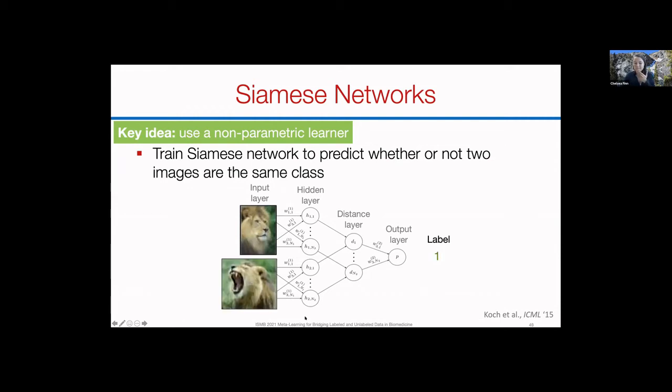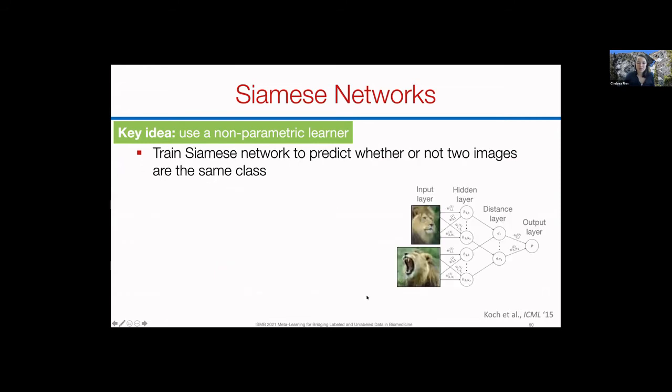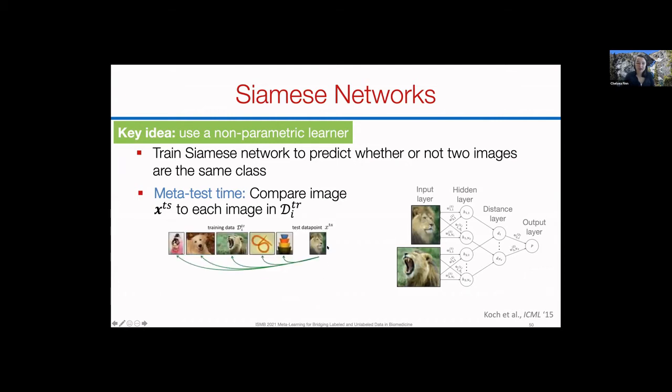And then once we have this Siamese network that can essentially tell us whether two images are from the same class, we can then, at meta-test time, compare our test image to each of the images in our training data set and use that to find the correct label for our test image. So, for example, if this is our test data point right here, we would feed these two examples into our network, these two examples into the network, and so on and so forth, and find the one where the network is most confident that the two images are the same, and then predict the corresponding label of that training image.